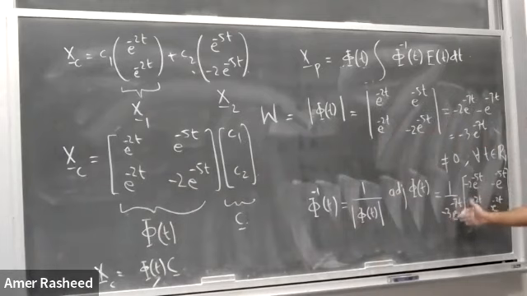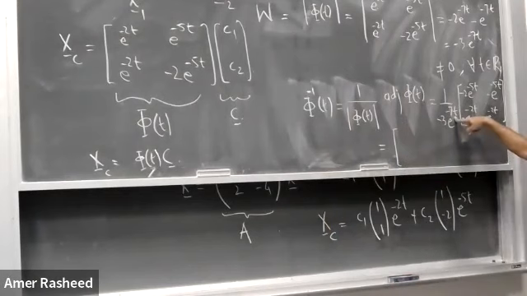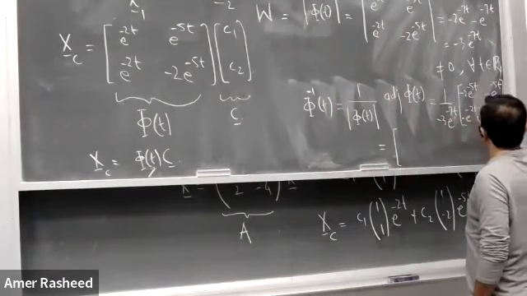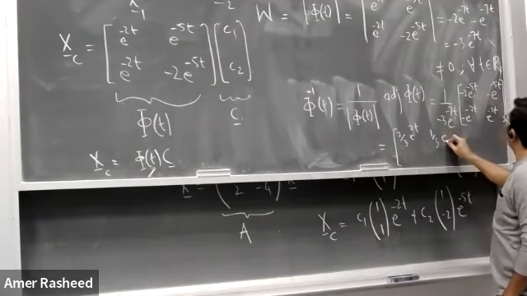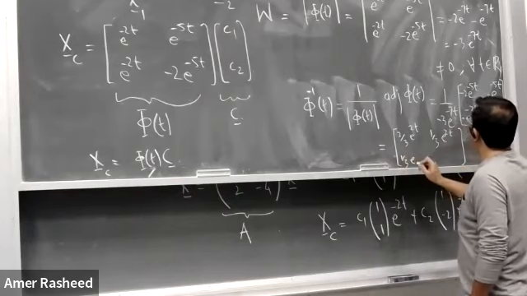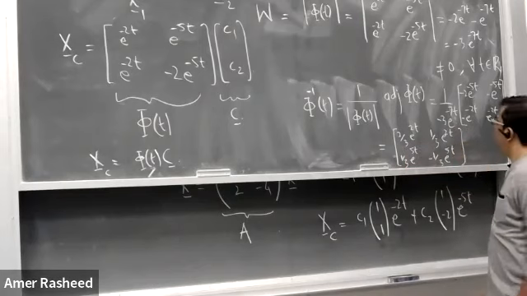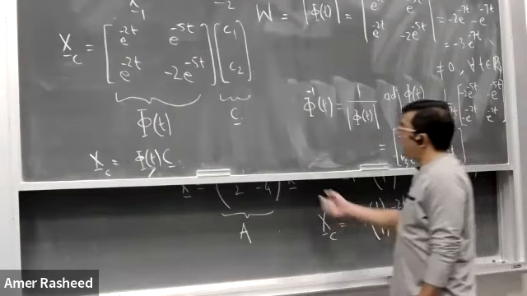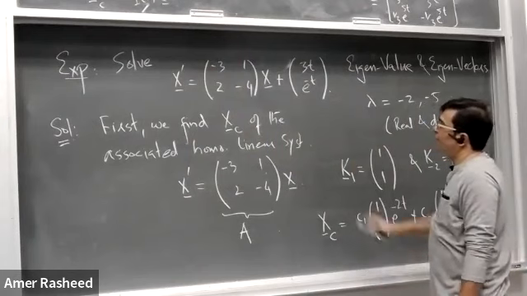Now you can multiply this inside this expression. Since the 7 in the denominator goes to the numerator, we obtain 2/3 e to the power 2t, 1/3 e to the power 2t, 1/3 e to the power 5t, and negative 1/3 e to the power 5t. So this will be your inverse. Phi inverse is now known to us, and obviously we can find XP.